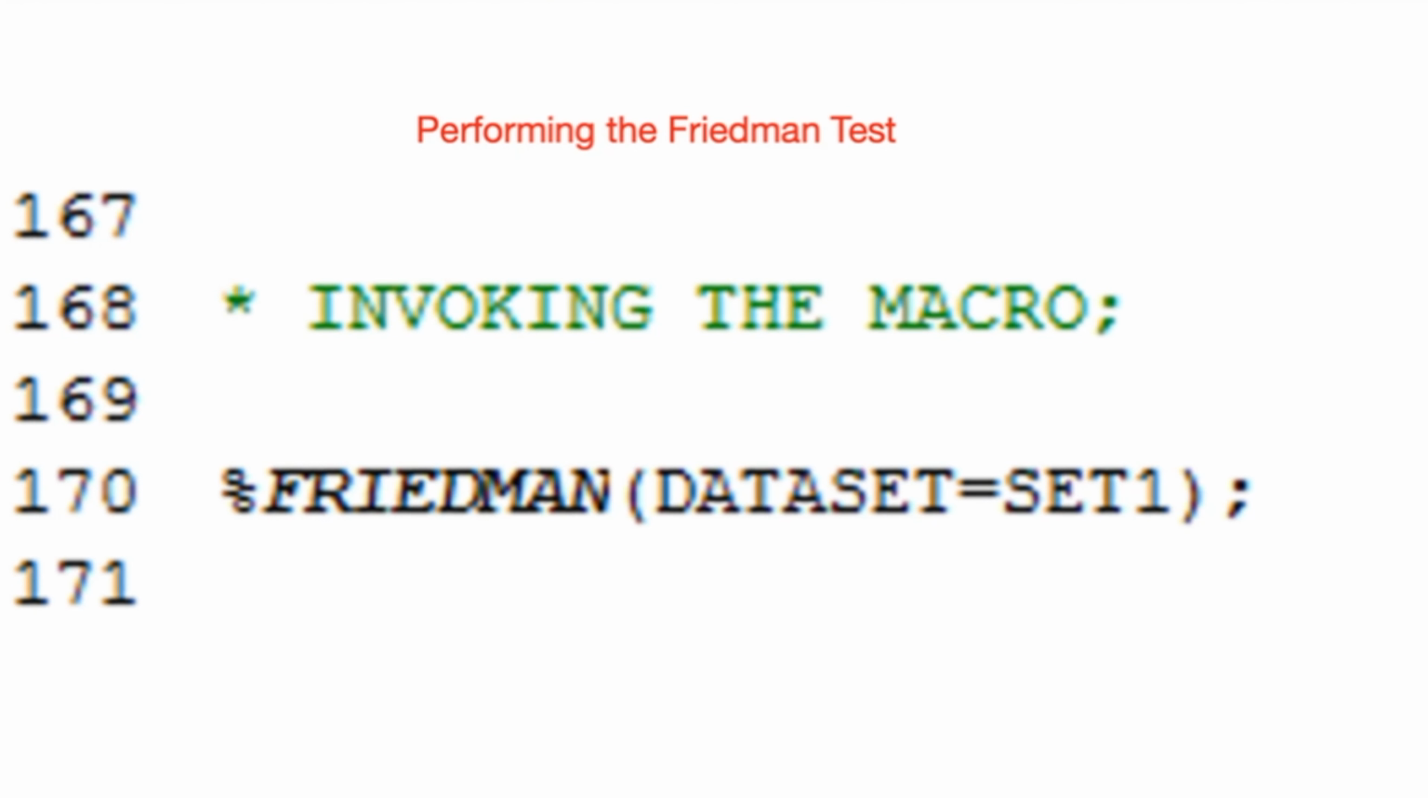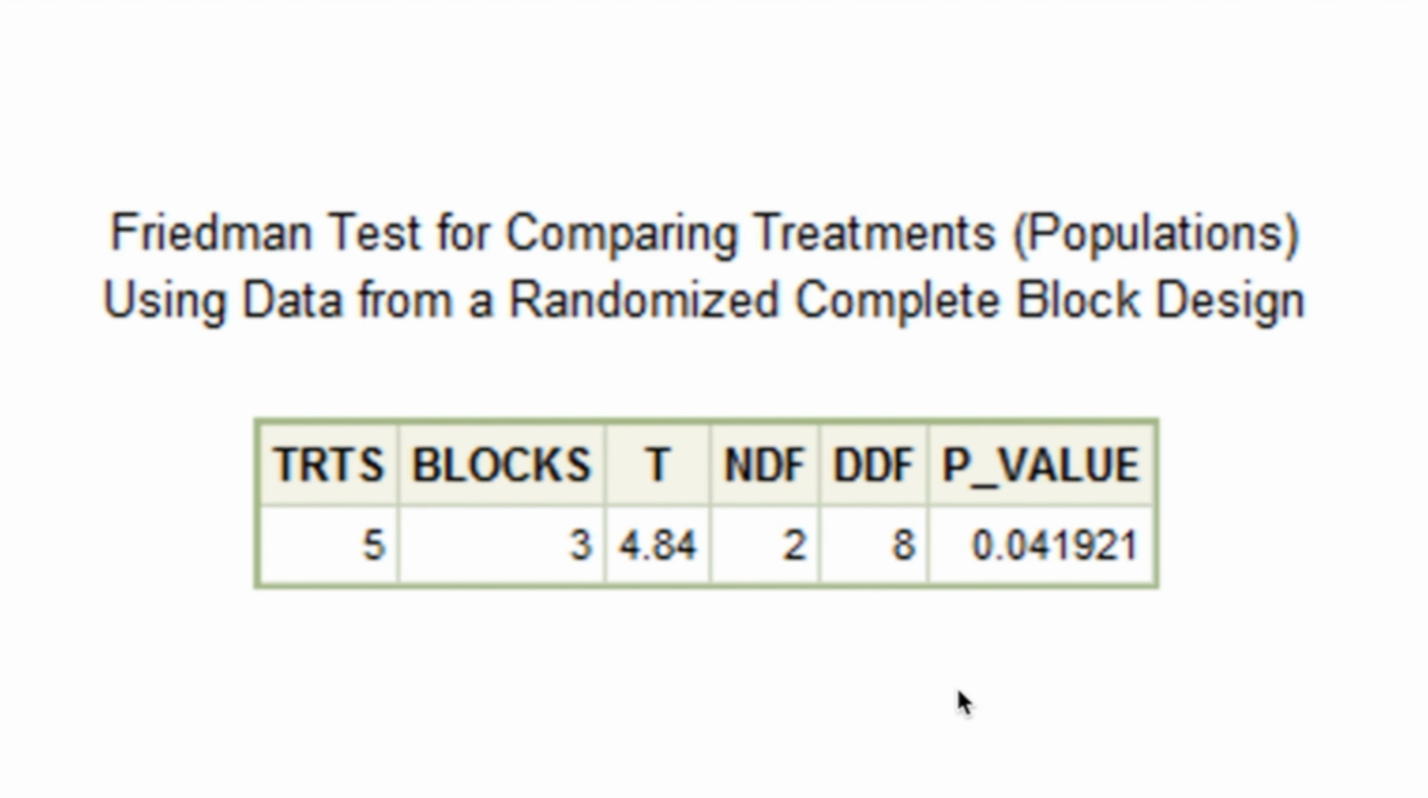Basically, the primary output that we're looking for is right here. This is the Friedman test for comparing treatments or populations using data from a randomized complete block design. This is telling us how many treatments there are. There are 5 levels of treatment; there were 5 weed killers. There are 3 blocks.